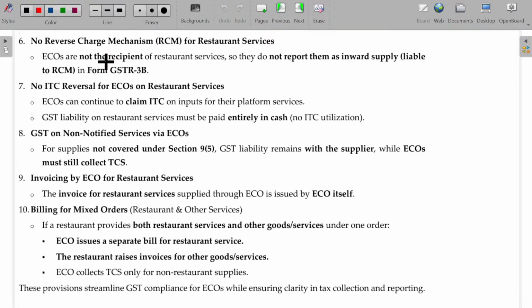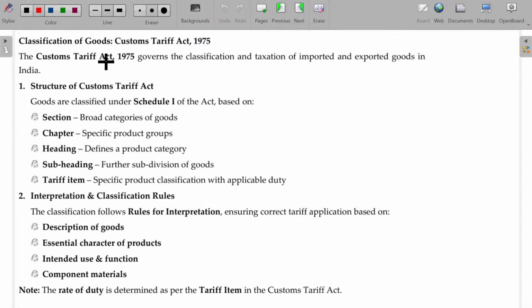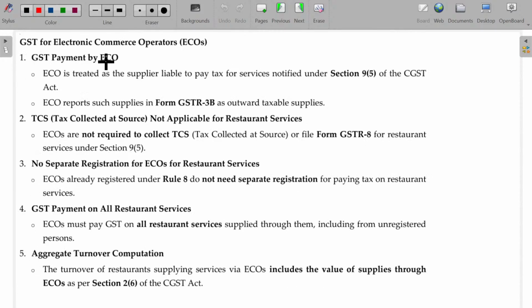Now, GST payment by ECO. I request you to read this at the last. GST for electronic commerce operators. Because you need to understand the GST 3B form and 8 form and all. You need to know the small logic about filing of returns, the filing of returns and payment of tax and all, to understand this chapter. So you can read it at the last. Once you complete all the chapters, you can understand this chapter easily.